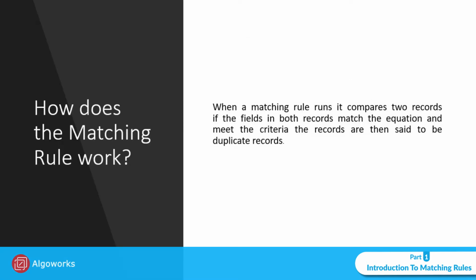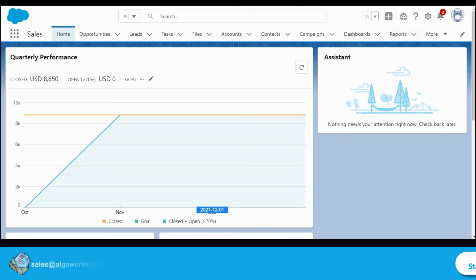You might be wondering, how does a matching rule work? So when a matching rule runs, it compares two records, and if the fields in both the records match the equation and meet the criteria, then the records are said to be duplicate records. So now I am going to show you how to create your own custom matching rule.